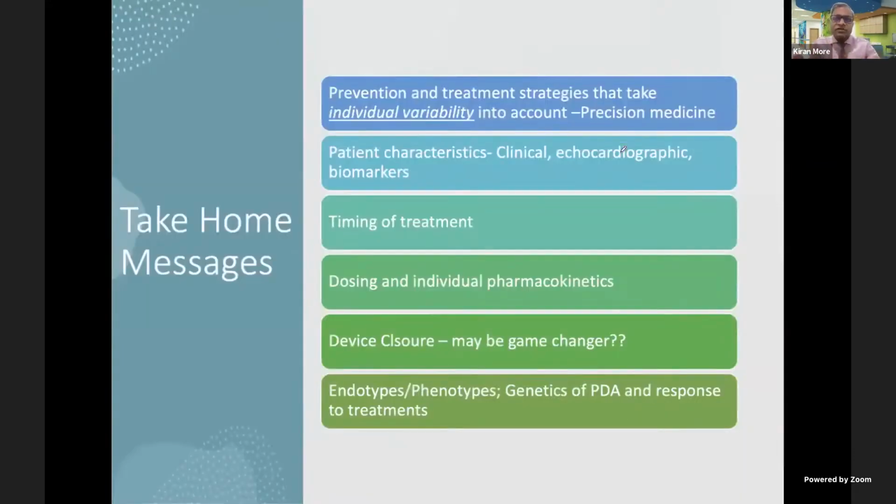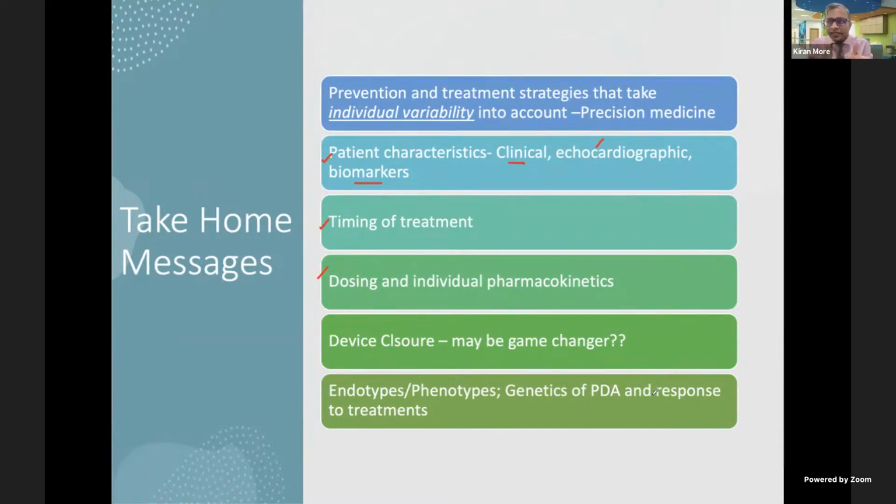So we went through the physiology, we went through the different approaches, and the characterization. We have to look at the clinical criteria and the echo criteria, which we will study shortly. The biomarkers are there to help. Timing of treatment needs to be discussed, and what dosing needs to be discussed. Device closure is probably coming in the next few years, and we have to identify candidates.